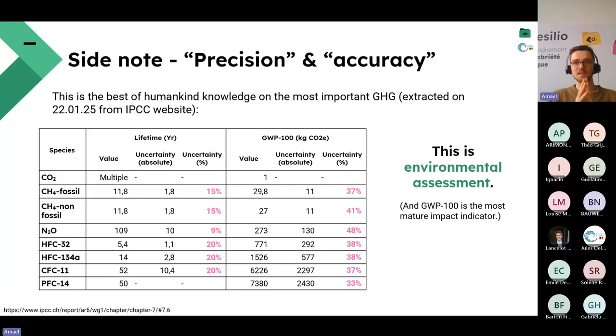talking about environmental assessment for the most mature impact indicator, which is global warming potential, GWP, global warming potential over 100 years, which is the way we compute those kilograms of CO2 equivalent. So when we look at precision and accuracy from an environmental assessment perspective, never forget that the numbers are wrong no matter what you do, because the science behind is far from what we would expect, and the error bars are just insane, just insane. But what is important in precision and accuracy is getting people to move, getting people to act in the right direction, so making no mistakes when they want to go into action.